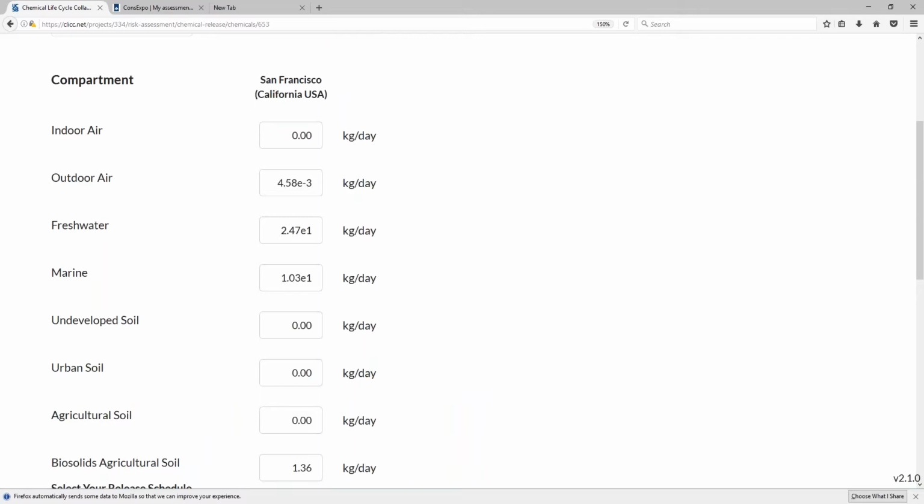Tiny amounts. So your milligrams per day are going into the environment. So it's a very, very tiny amount per person. Sometimes you can also see it from the landfill too. Yeah, it could also be released from landfill or others.